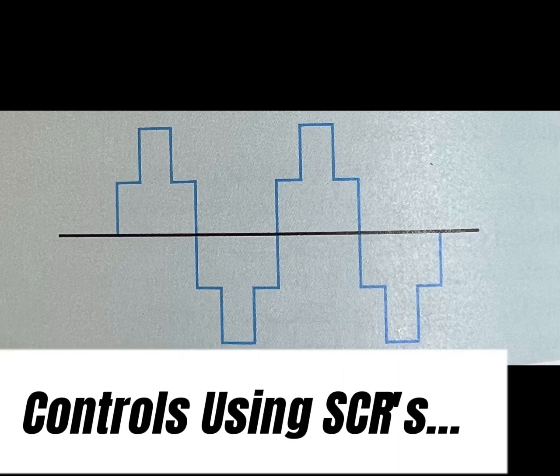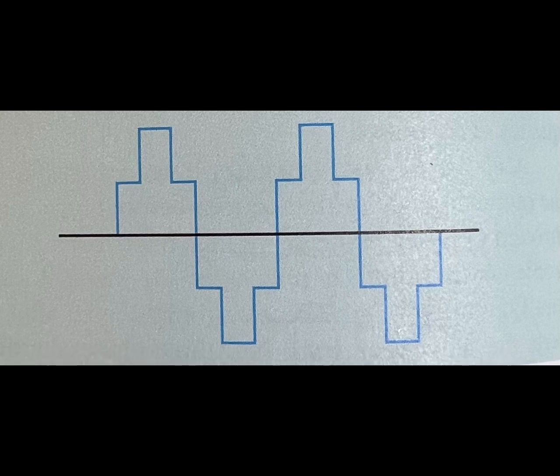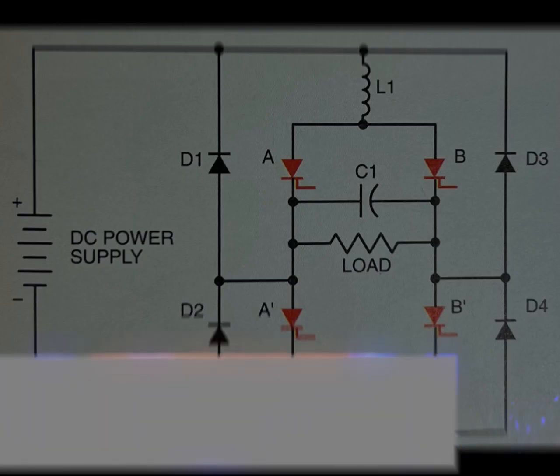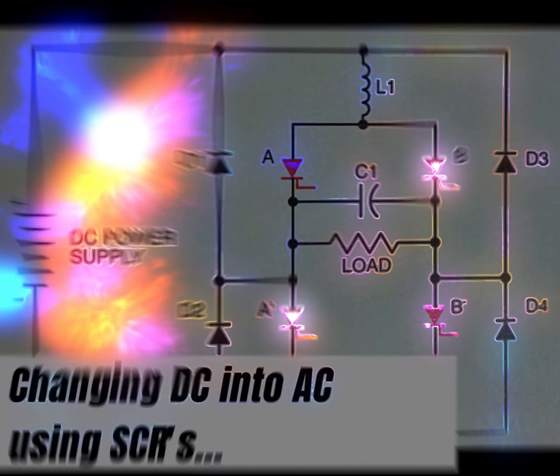Control using SCRs. Because of their ability to handle large amounts of power, the SCRs are connected to a control unit which controls the sequence and rate at which the SCRs are gated on. The circuit is constructed so that SCRs A1 and A2 are gated on at the same time as SCRs B1 and B2.